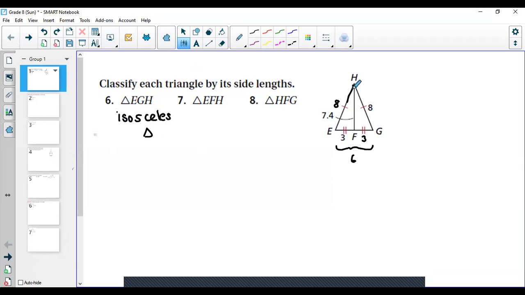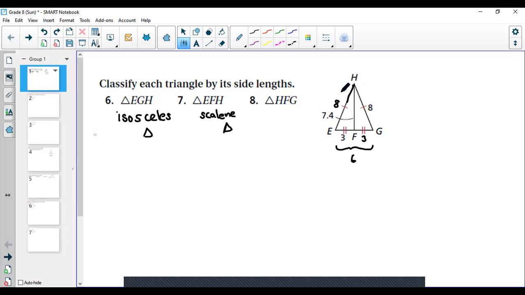So one side is 8, this line is 7.4, as they have shown. This part of the triangle is 7.4, and from here to here it's 3. So all the three sides are different, so that makes that a scalene triangle. Of course, you need to know the kinds of triangles, only then you can classify.